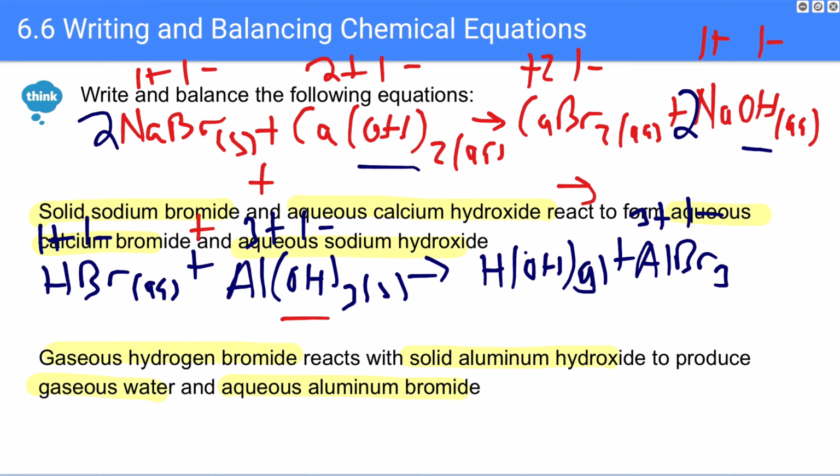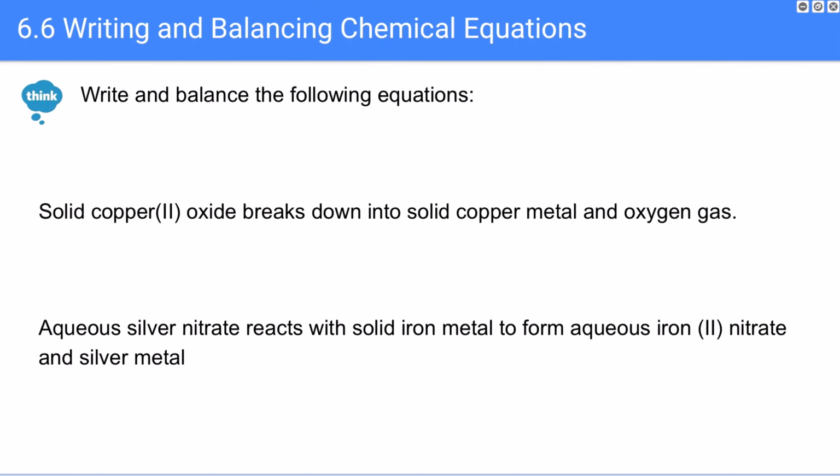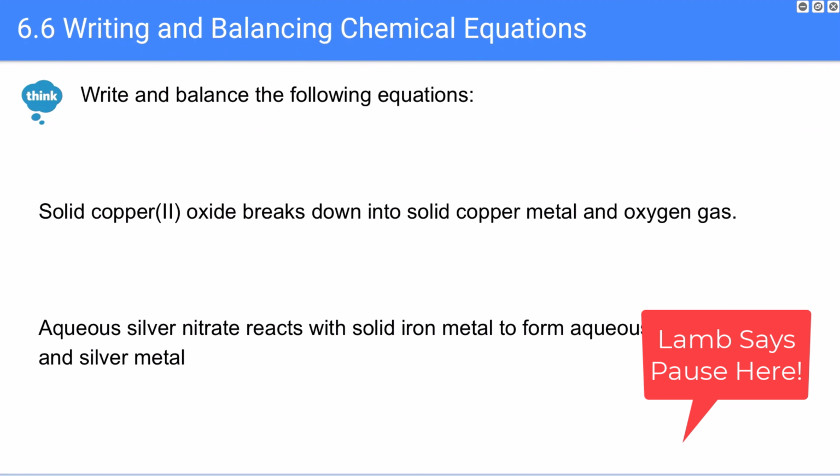So 3 OHs on the left side of the arrow, 1 on the right, a 3 goes in front. That gives me 3 H's by themselves. 3 goes there. 3 bromines and 1 aluminum. So we're set here, other than the fact that I forgot to include aqueous down here. So again, just take it one step at a time. It's just practice, practice, practice. That's all this ends up being. All right, now I want you to do it on your own. Try this out, see how it goes, and we'll come back and look at it in just a moment.